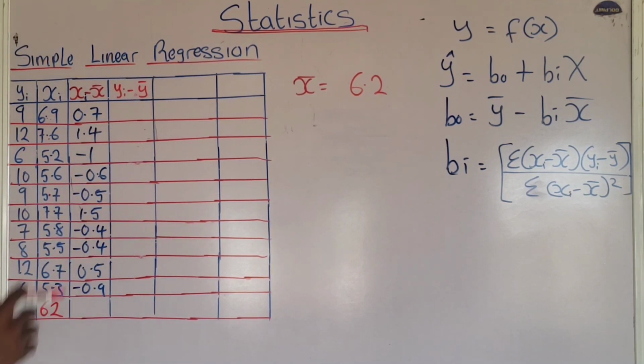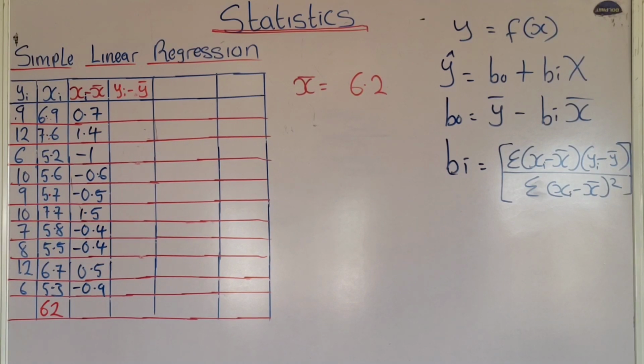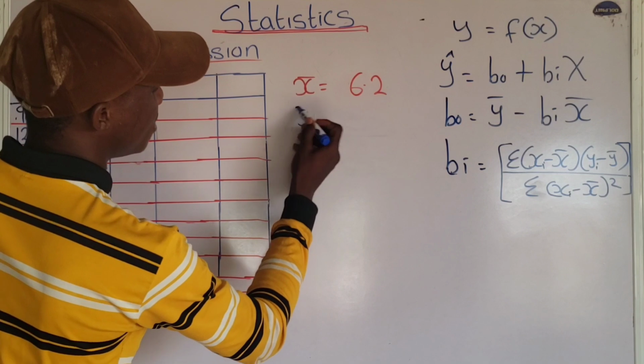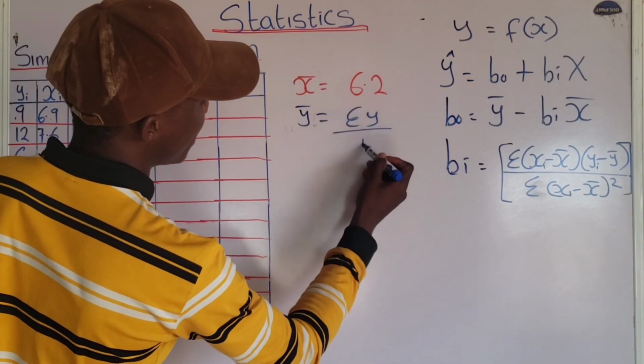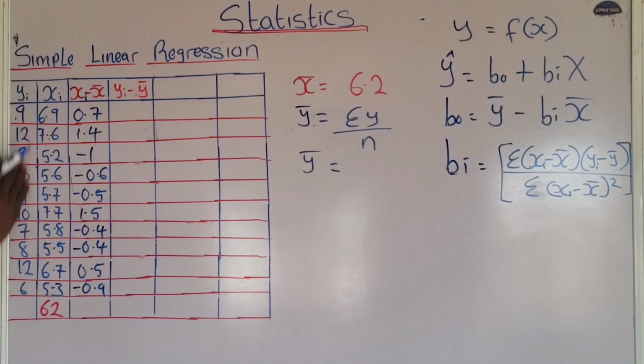Okay, you can see now. So this will be for the next column. Now, if I want to get the value of these cells, I have to subtract the mean value of y from y, this is 9. But I haven't gotten the mean value of y, so I have to calculate it. The mean value of y is equal to summation y all over n, you understand? So the mean value of y, summation y, is what? Sum of all these numbers together. That is 9 plus 12 plus 6 plus 10 plus 9 plus 10 plus 7 plus 8 plus 12 plus 6. That will be 89, okay?